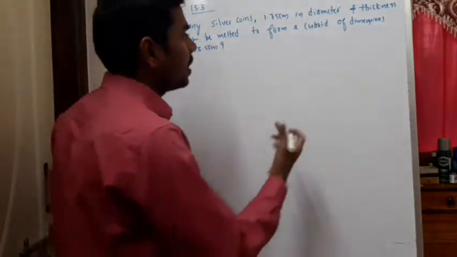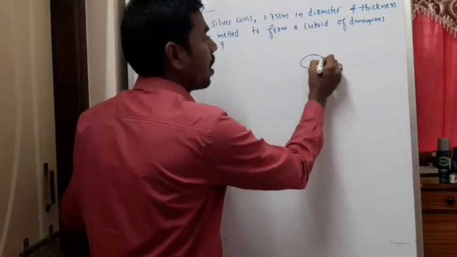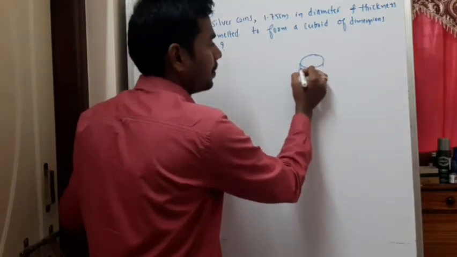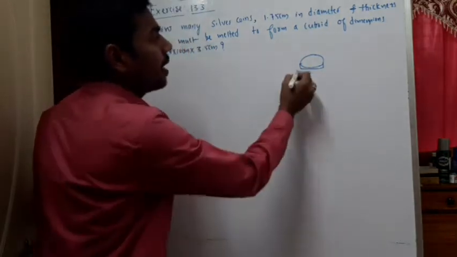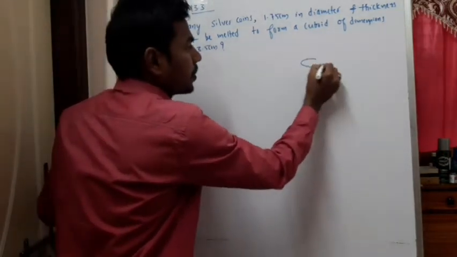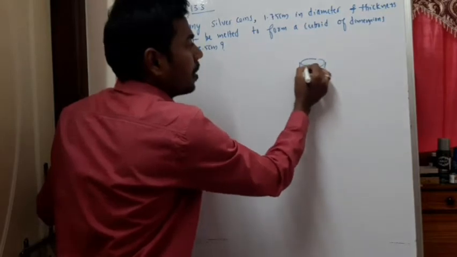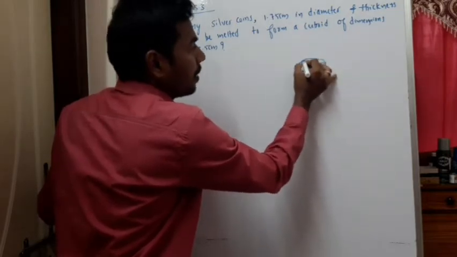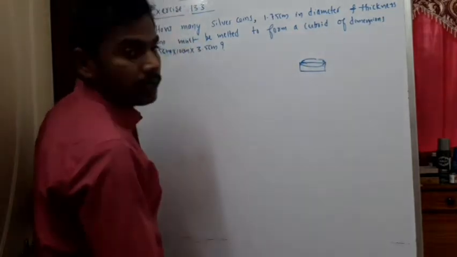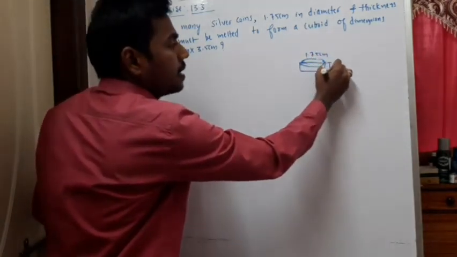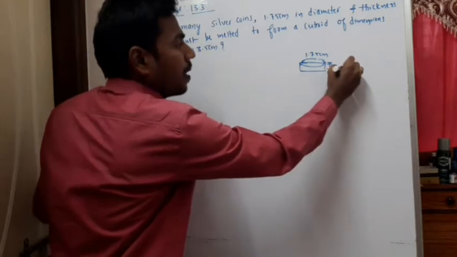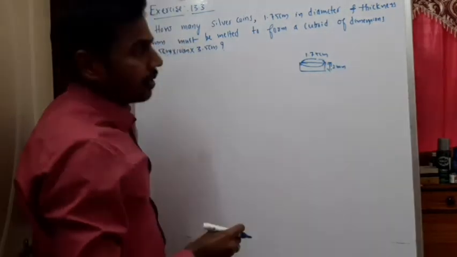So basically there is a coin. The coin will be of cylindrical shape, yes or no? So what are they telling? What is the diameter of the coin? The diameter of the coin is 1.75 centimeter and the thickness, the height, is 2 mm. So how many such coins are required?